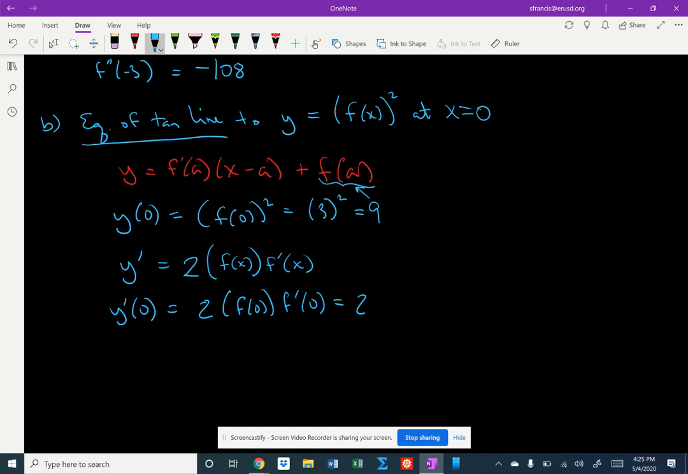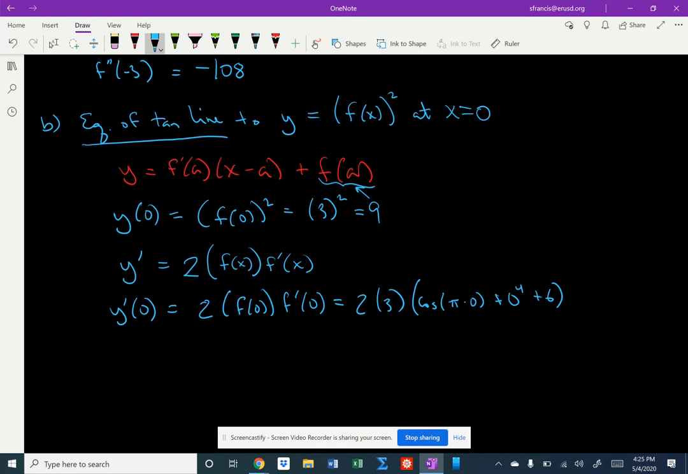Now f of 0, that's just 3. They told us that. F prime of 0, well, they gave us f prime of x. That's cosine of pi times 0. I might need a little more space than that. Plus 0 to the fourth plus 6.